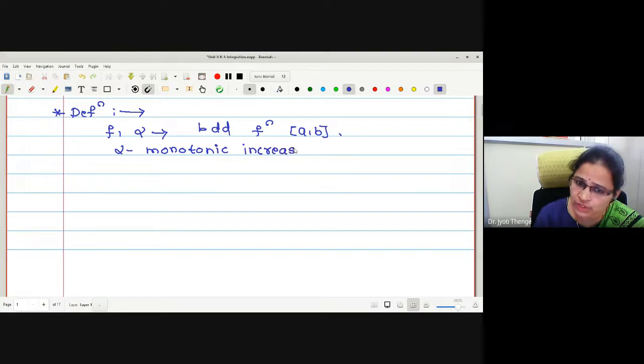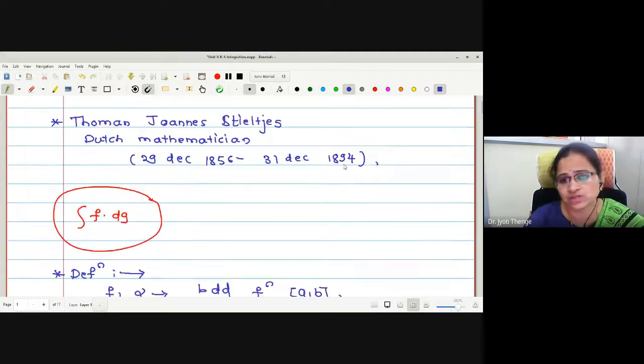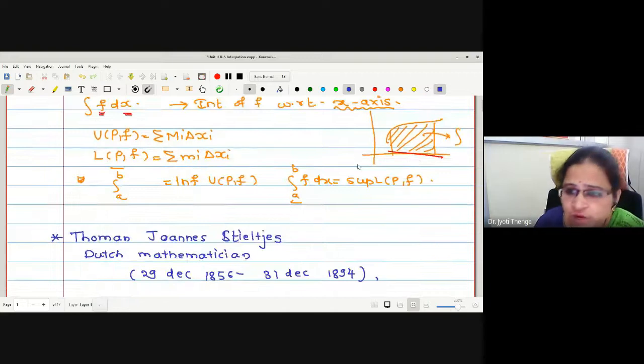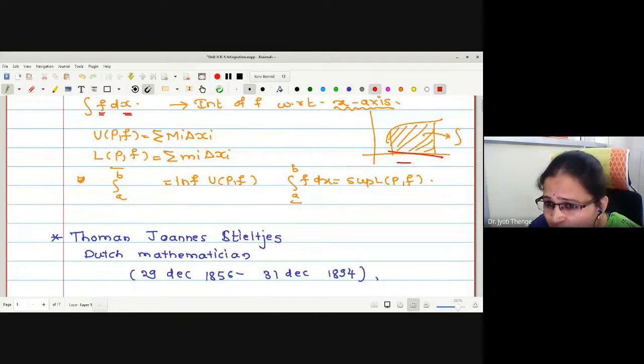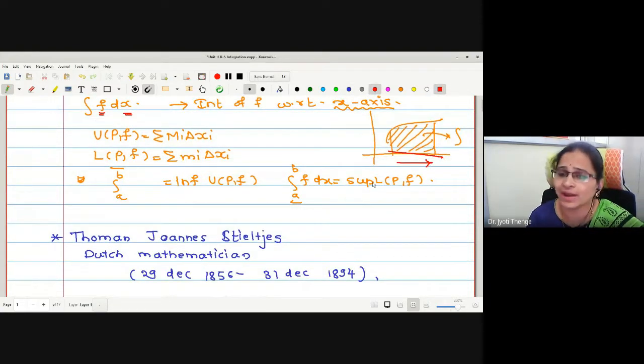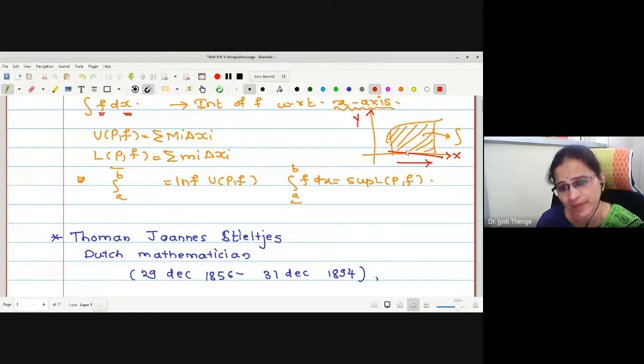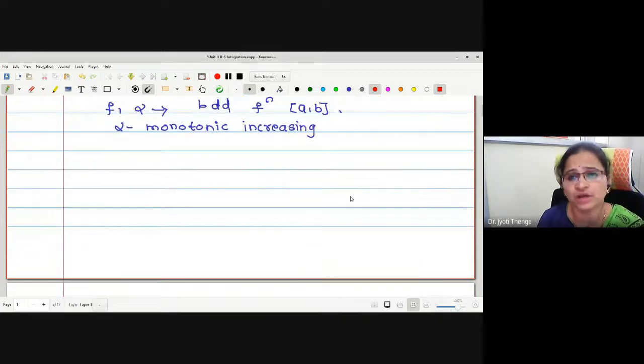Why do you think monotonic increasing is essential? Because whenever we are interested in finding the area of a function with respect to the x-axis, as we go to the right side, the values of the variable x are increasing. Yes, the values are increasing, which means the x-axis itself is sort of an increasing function, right? Correct.